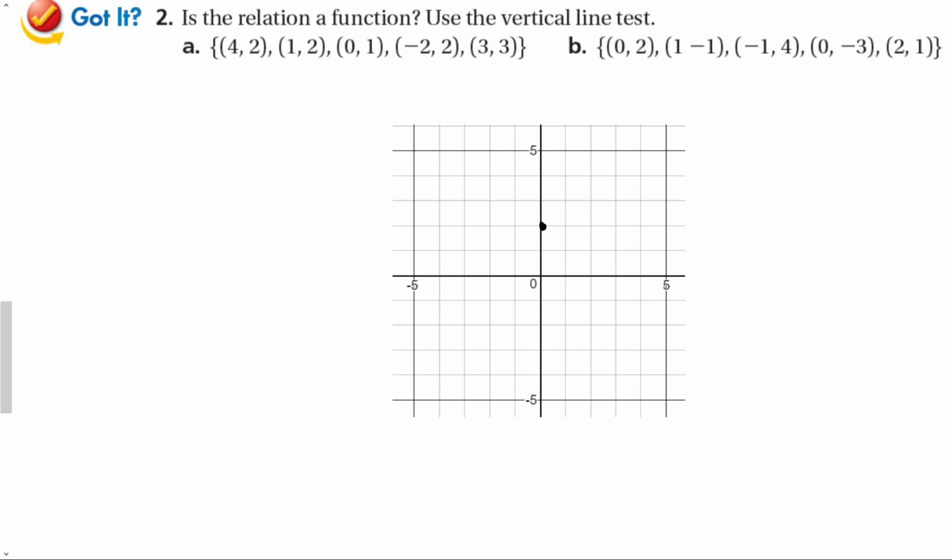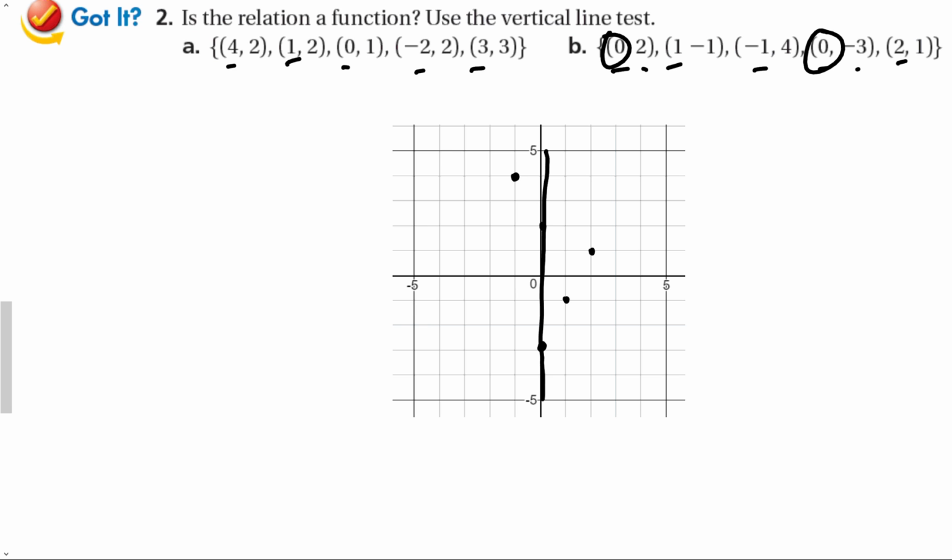So 0, 2; 1, -1; -1, 4; 0, -3; and 2, 1. And now with my vertical line, I can clearly see that this line hits those two points. So this one is not a function. And as a shortcut, when we have data, just look at the x values, and we can see that 0 repeats itself with two different values. This is not a function.